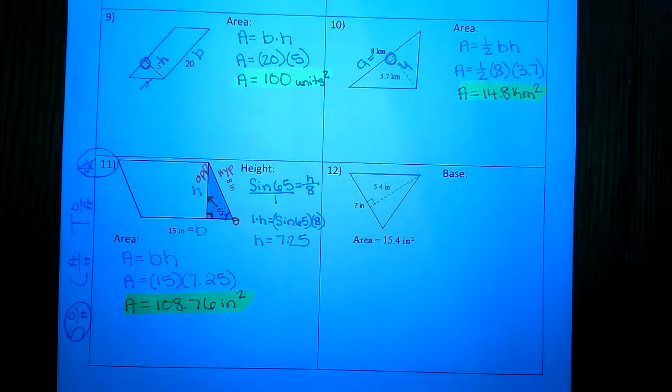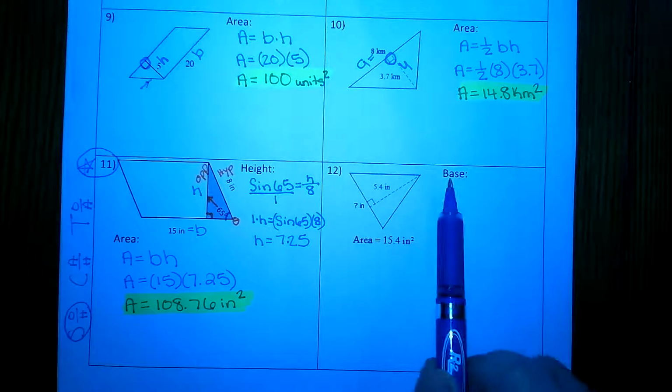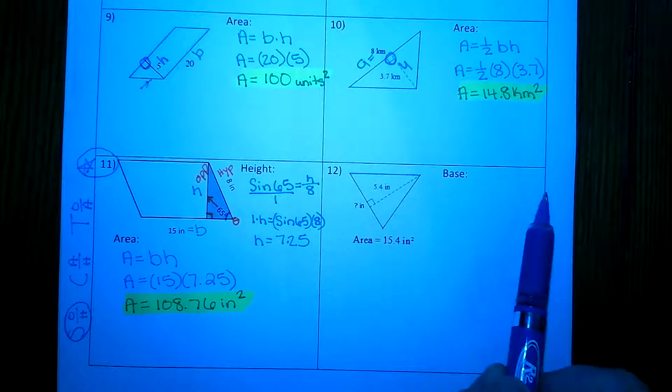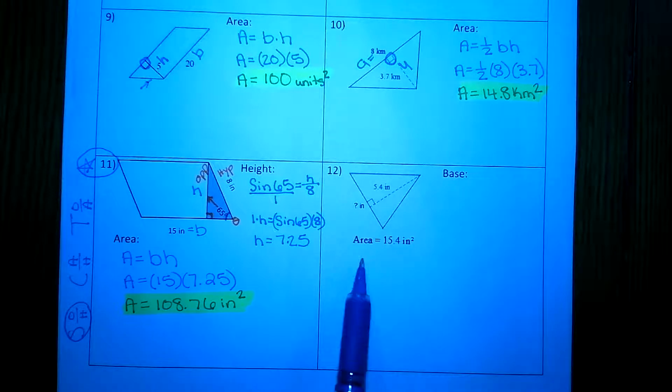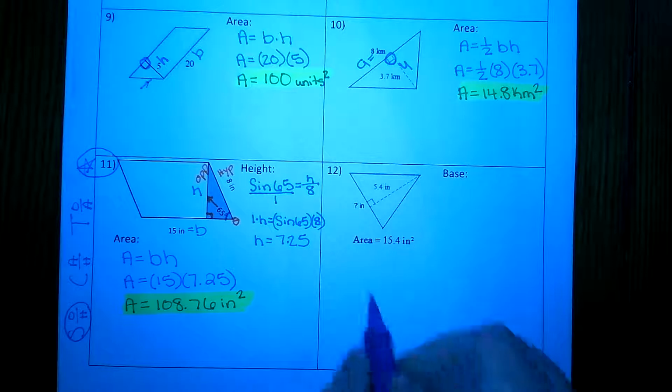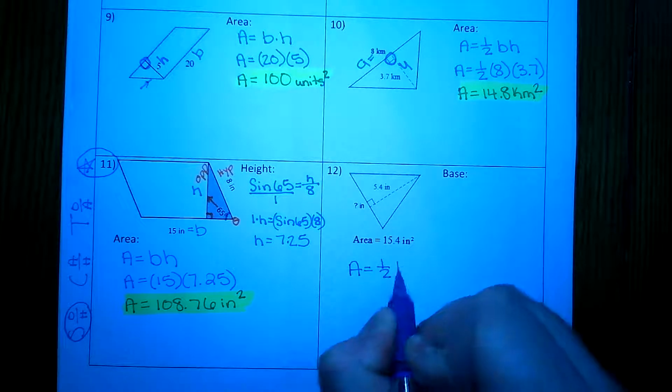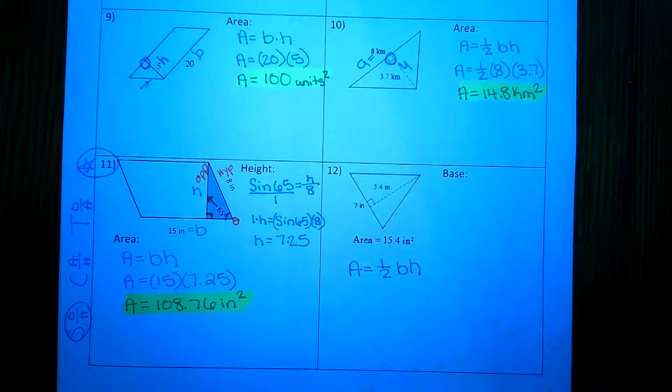Okay, we're on to our last example for parallelograms and triangles. So this has been switched up a little bit. Look at what we're being asked for. We're asking you what is the base of the shape given the area. So let's look at that area formula again. Area is equal to 1/2 the base value times the height.